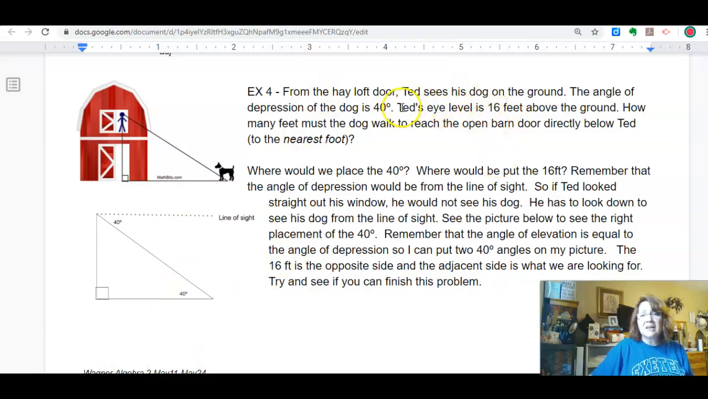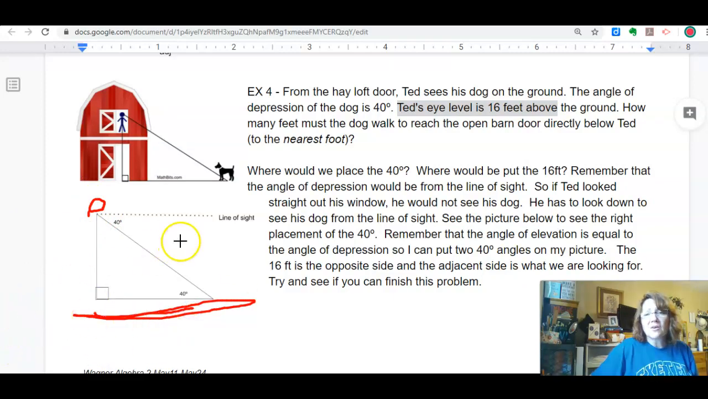It says Ted's eye level is 16 feet above the ground. So here's Ted, right? Ted is up here. Here's the ground. So it's 16 feet above the ground. So where would the 16 feet be? It would be right here, guys. Here's the 16 right there, because Ted's eye level is 16 feet above the ground.